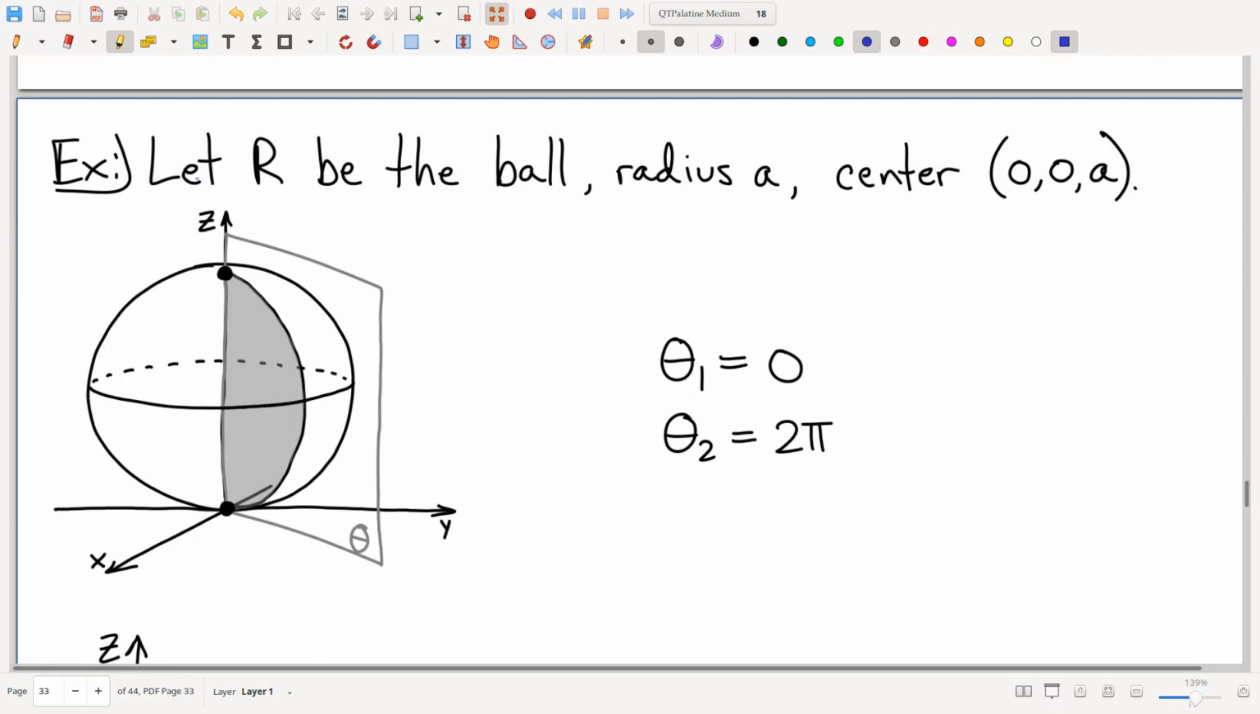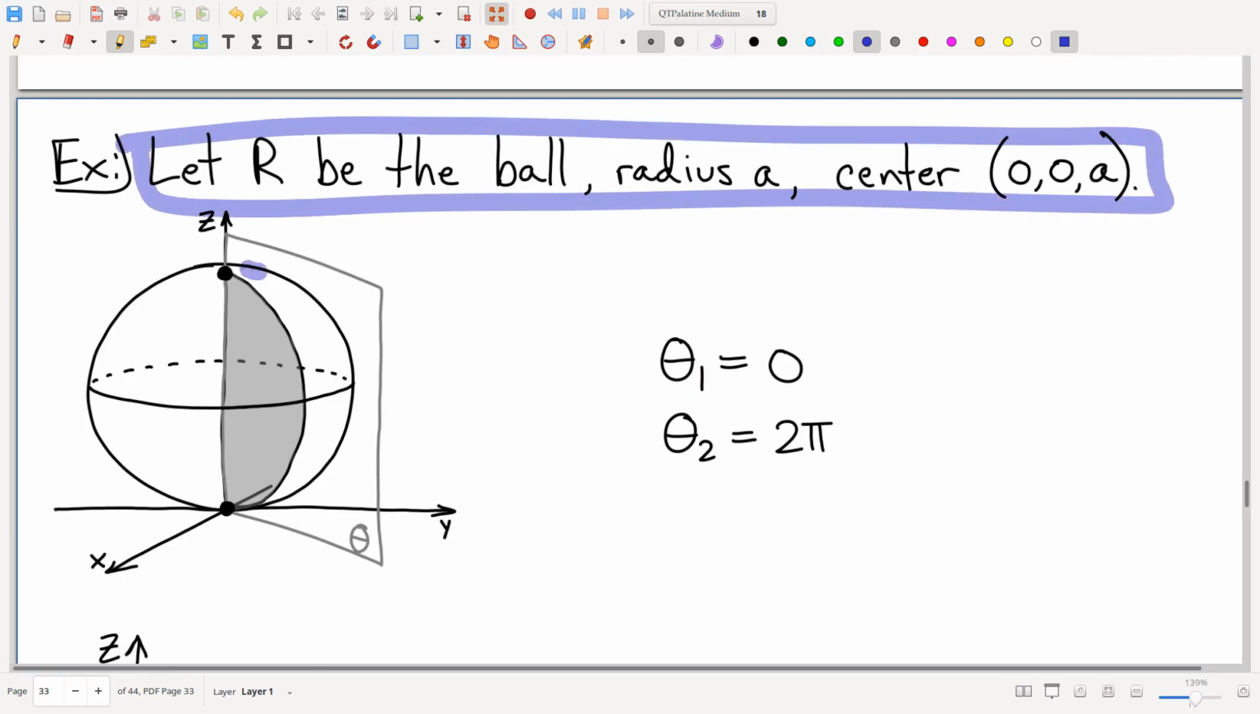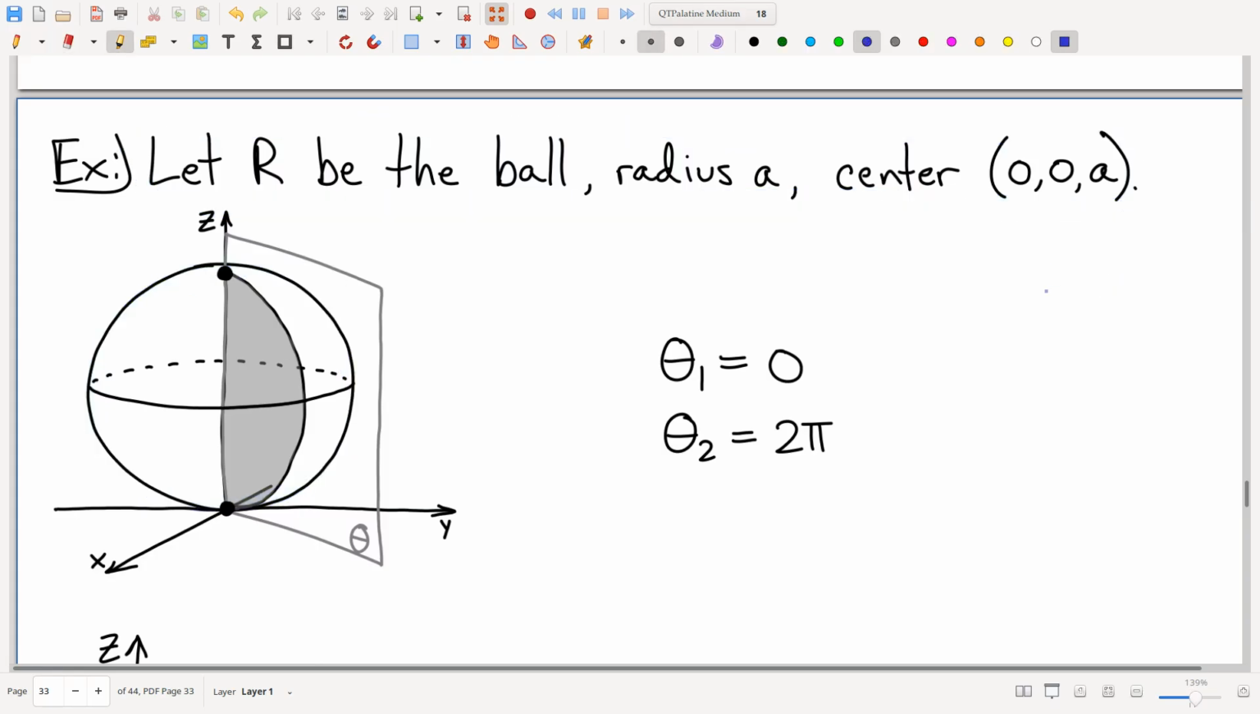Our domain here is going to be this ball, not centered at the origin, annoyingly. It's offset upward, so the center is on the z-axis. It's like it's sitting down on the xy plane, touching at the origin. If this were a domain for a triple integral, how would I slice that up? What would be my range of values for my spherical variables?